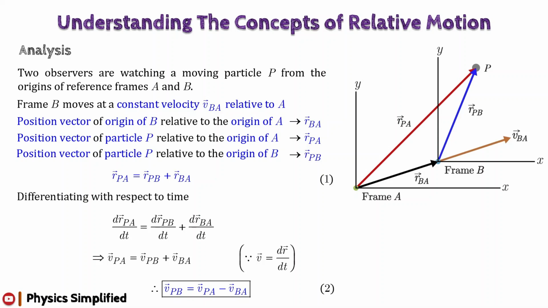Thus, if the velocities of two bodies, here the particle P and frame B, are known relative to a common frame, here it is frame A, velocity of one body relative to the other can be found.